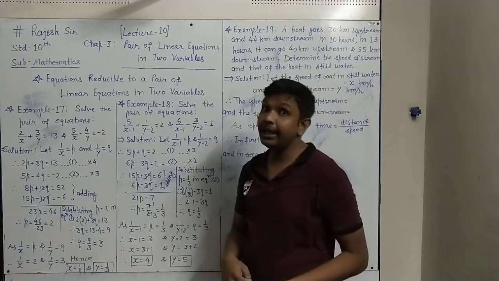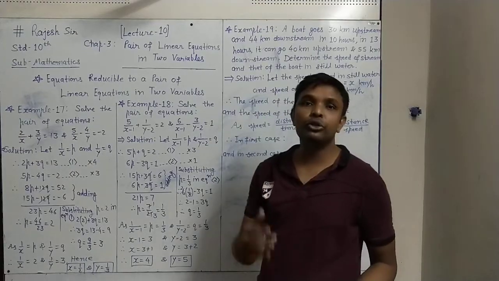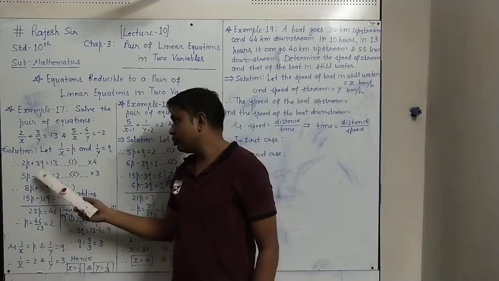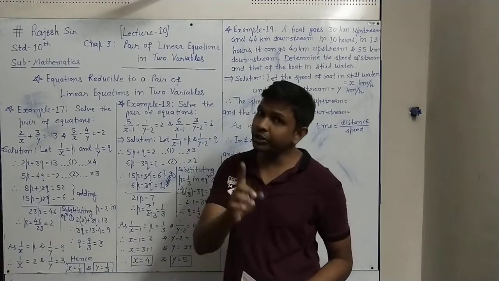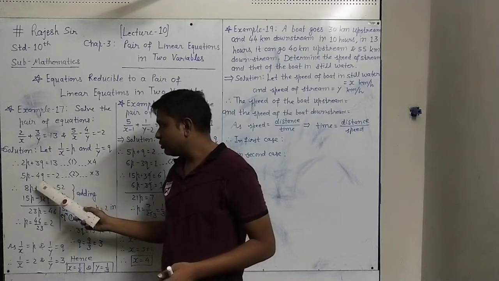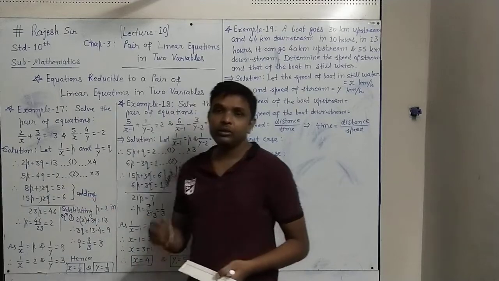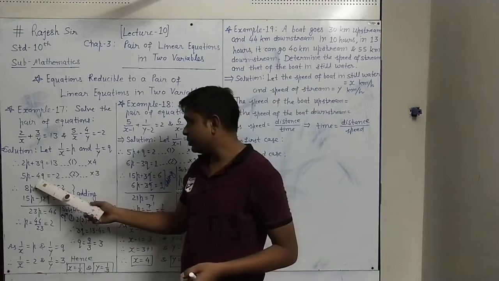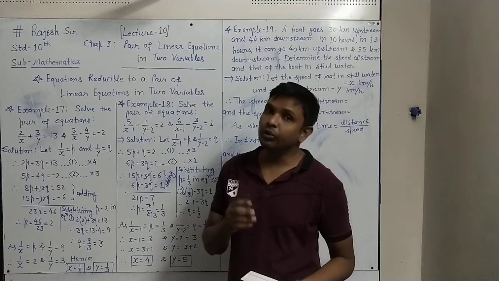So I have applied the elimination method here. In the elimination method, you know that any one variable should be eliminated. If we want to eliminate q, its coefficient should be equal in both. So with q, here we have 4, here we have 3. To make the coefficients equal, we have to take the LCM of these coefficients of q. The LCM of 4 and 3 is 12.